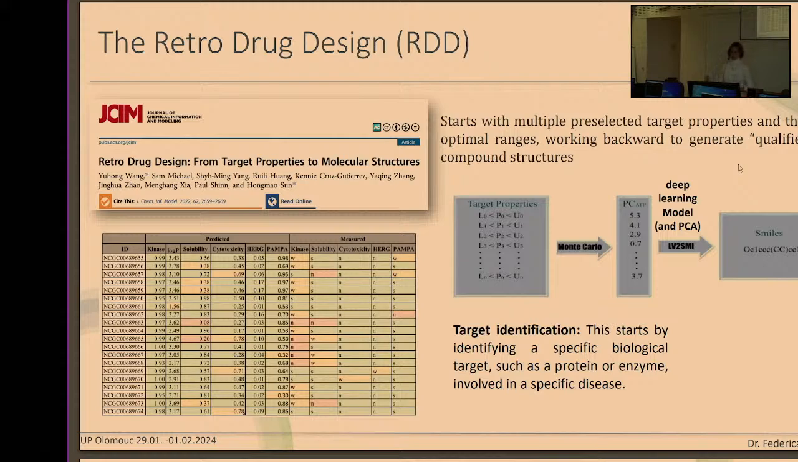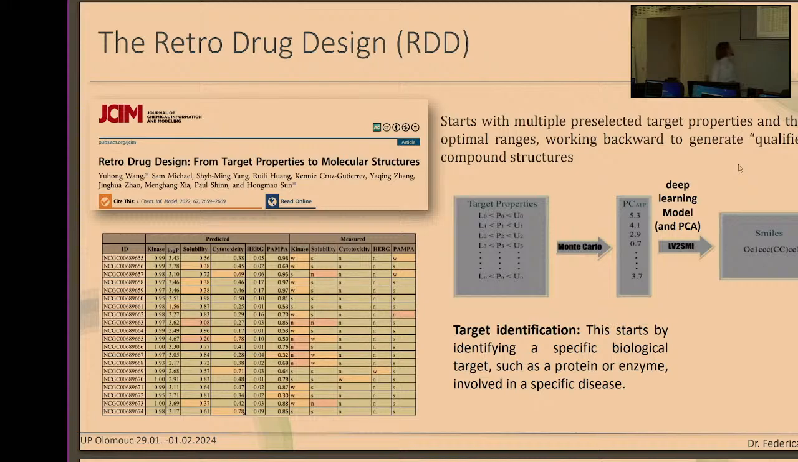The last approach that I would like to describe to you is a very recent approach, which nowadays we can consider to be a part of computer-aided drug design methods, and it is the retro drug design process. What does retro drug design mean? Retro drug design, we can define it as the opposite of drug design, because in this kind of approach we will not start from the molecule, but we will start from the target, from the target identification.